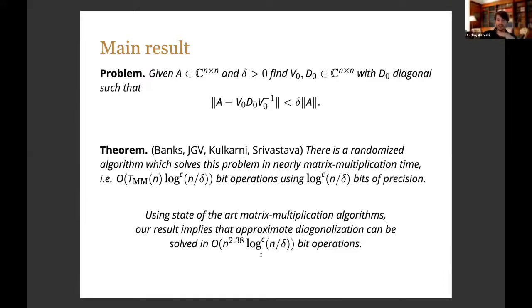Chandra asks, why is it nearly matrix multiplication? Do you mean polylog factors? Yes. Essentially, the proof is showing that you can diagonalize using only polylog many calls to matrix multiplication. That's what this is doing. And here the C, I think it might be a 7. Yeah, I don't quite recall.